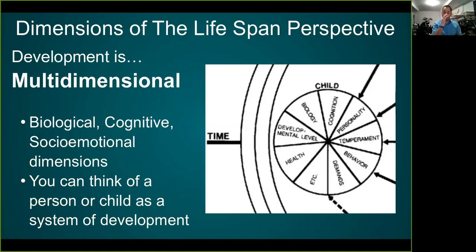So you can look at this graph and say this is a child or this is a person, an individual. So this child has different aspects to them. This person has different aspects to them. They have their own cognition, their own personality, their own behavior, their own biology. So maybe they have genetic tendencies to be really good at some things and not really good at some things like that. So every individual has many dimensions to their person. So you can think of any person, any child, as a system of development, which is pretty neat.